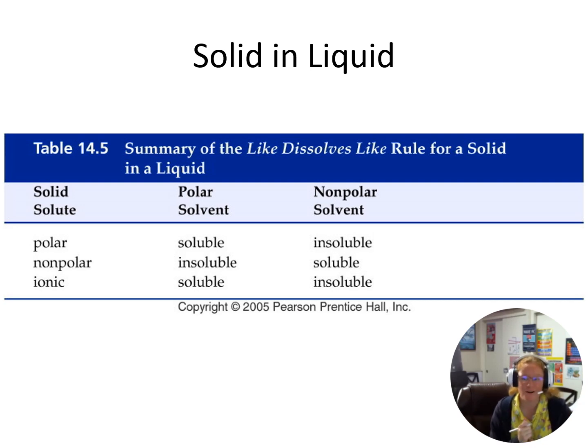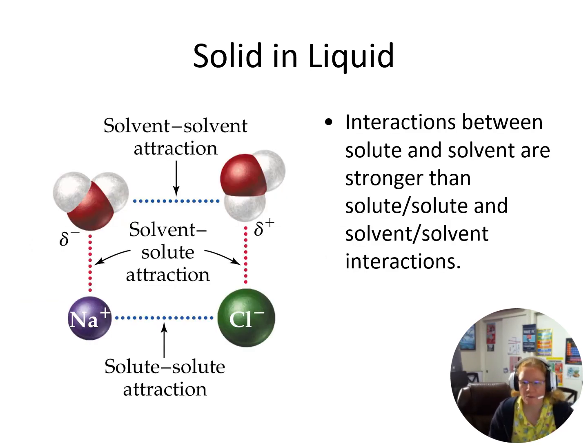Our polar solvents are going to have a partial positive and a partial negative end with which to interact with the anion or the cation. All right, and we are replacing our solvent-solvent interactions and our solute-solute interactions with that solvent-solute interaction. Okay, and so that's why we have to have that like dissolves like. We have to have those similar forces in order to get things to interact with each other.